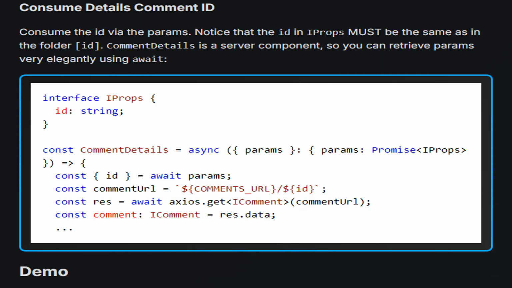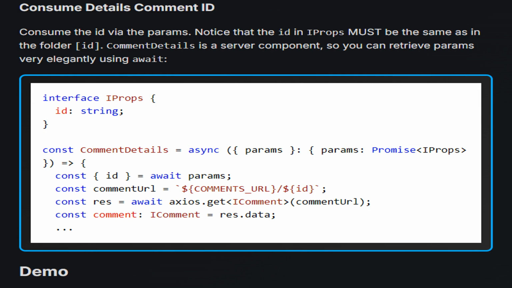This part discusses how to consume the comment ID in the details page via parameters. It emphasizes that the id in the iProps interface must match the name of the folder, id. The code example illustrates how to utilize async functions to access these parameters elegantly and fetch specific comment data based on the retrieved ID.